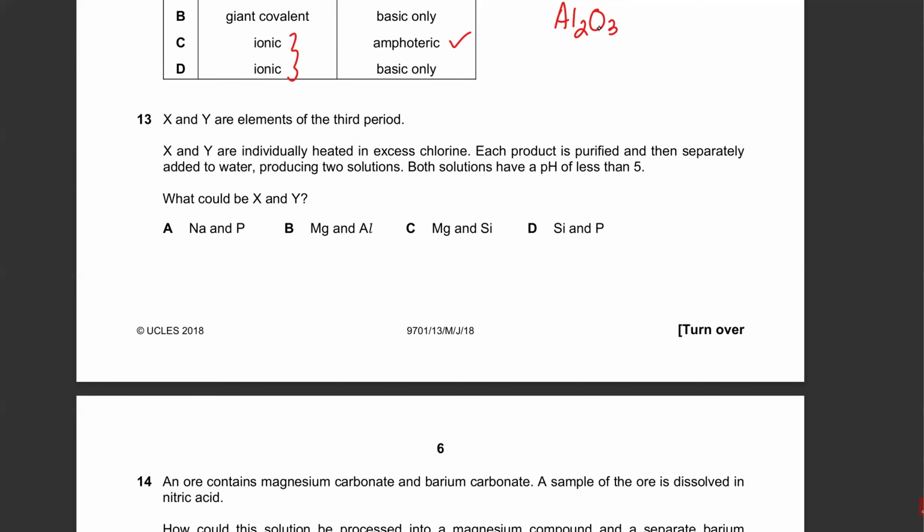Inorganic: X and Y are elements of the third period. X and Y are individually heated in excess chlorine. Each product is purified and then separately added to water. So they're basically forming chlorides, right? Both solutions have a pH of less than 5, so acidic basically. So whose chlorides are acidic? Silicon and phosphorus. Okay, because they both hydrolyze and they both form HCl, and silicon oxide or hydroxide is formed and phosphoric acid gets formed.